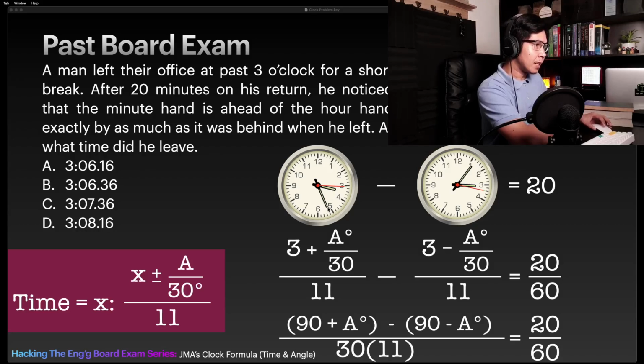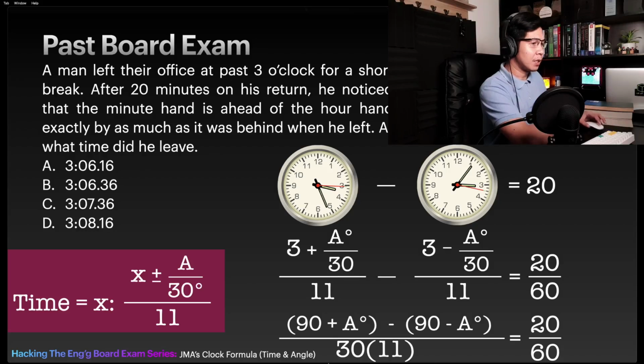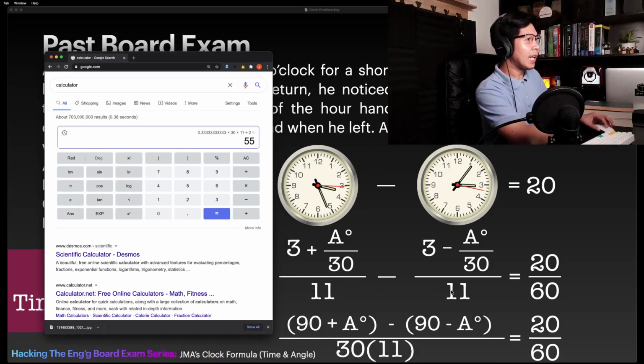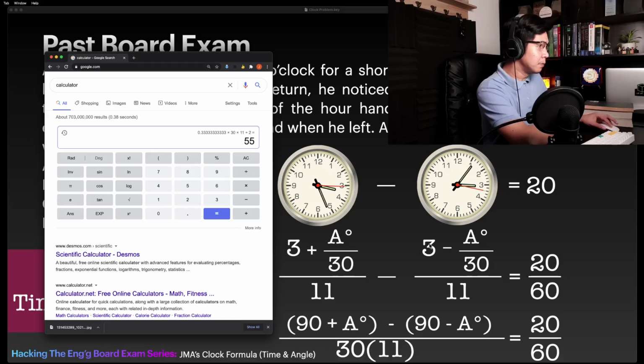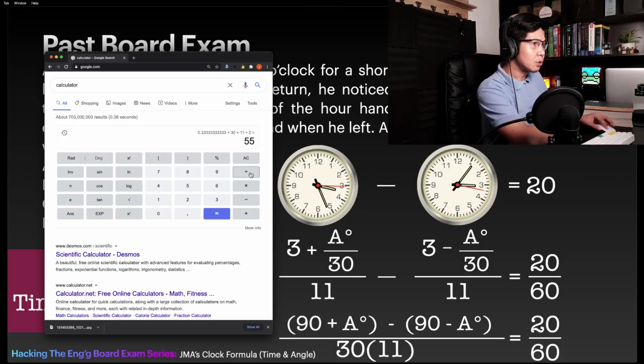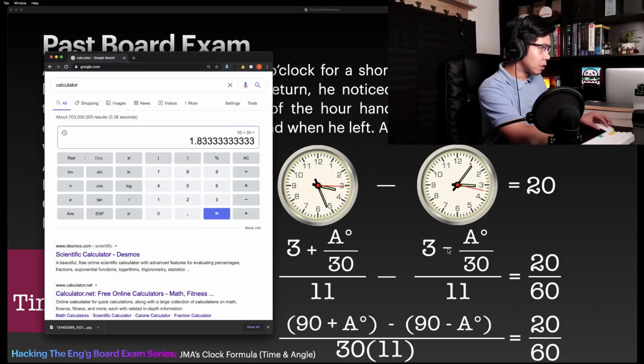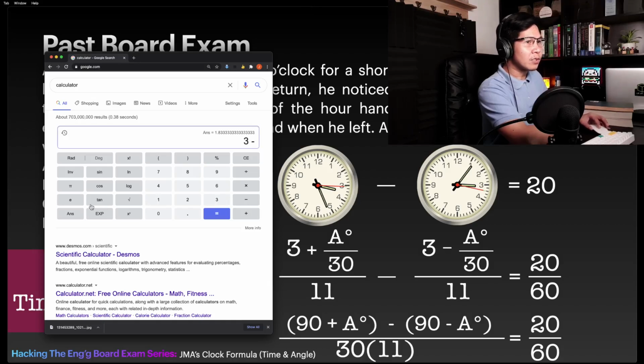But the minute hand is at the 25-minute mark already. So, now let's find, when did he leave? I already computed the angle. So, all I have to do is 55 divided by 30. So, I'll just divide this by 30. And it's minus here. So, 3 minus the answer. And then, we divide it by 11. So, dividing this by 11, and we said we need to convert this back to minutes. So, multiplied by 60, and the answer is 6.36.